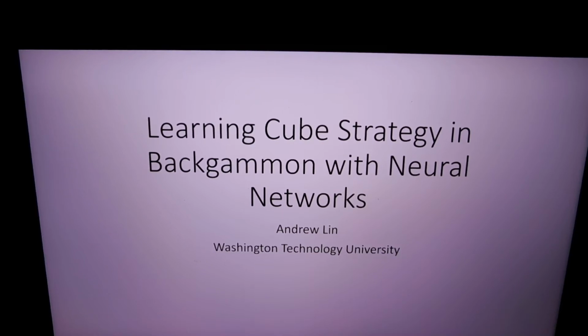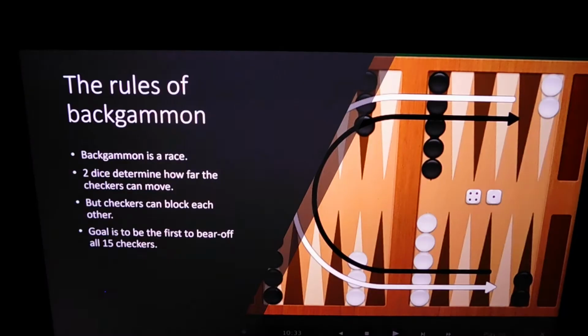Today we're going to be talking about learning cube strategy in backgammon with neural networks. So in backgammon, there's a doubling cube that allows players to raise the stakes of the game, and when to give the cube, when to take the cube can be learned as a neural network function.